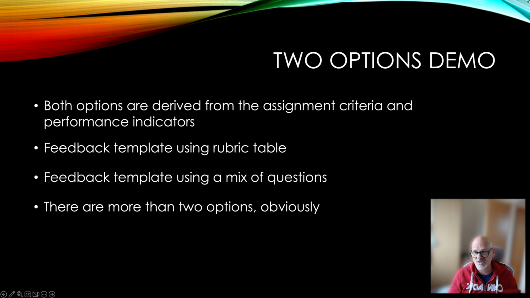So I'm going to show you two different options for the same assignment. They're both derived from the assessment criteria and the performance indicators for the assignment. One uses a feedback template using a rubric table. Another uses a feedback template using a mix of question types. But there are obviously more choices than these. I just want to give two to give you a quick overview.